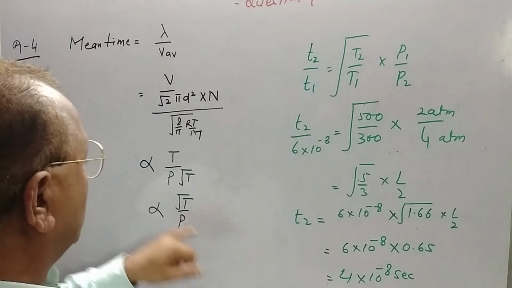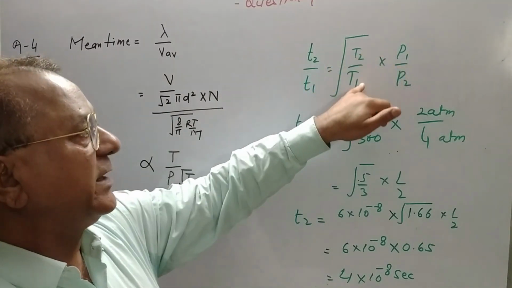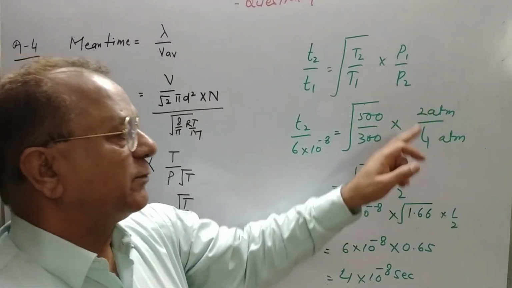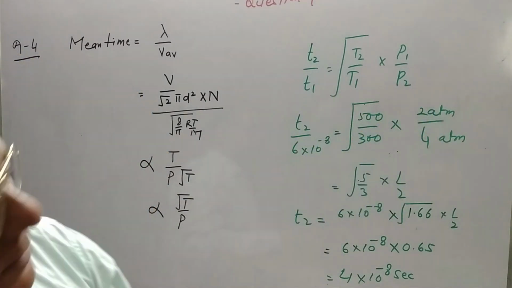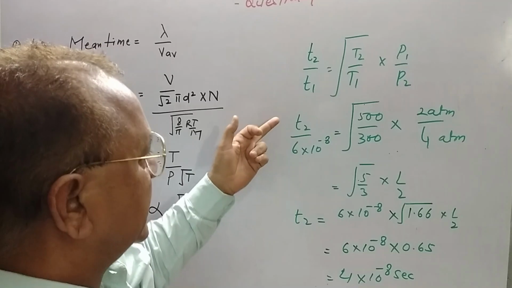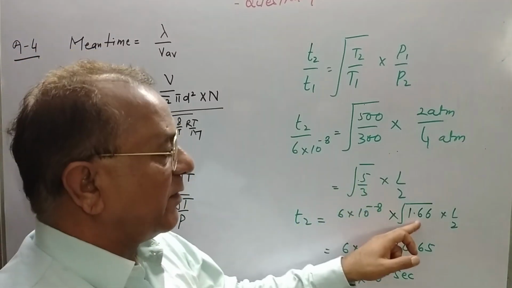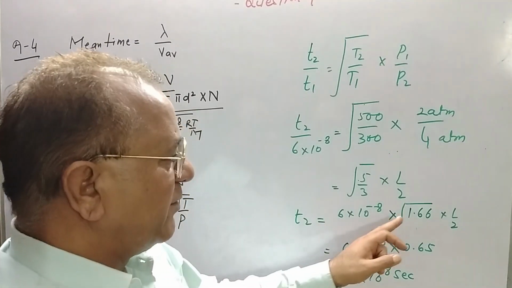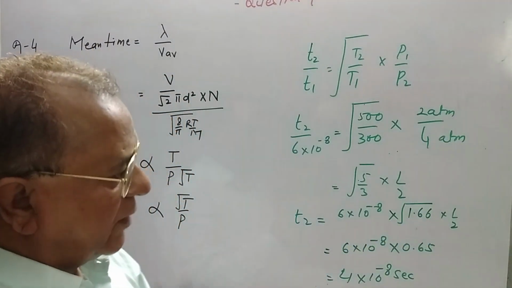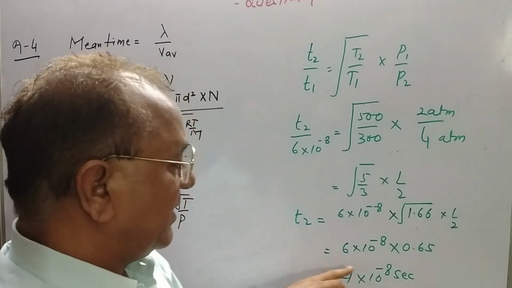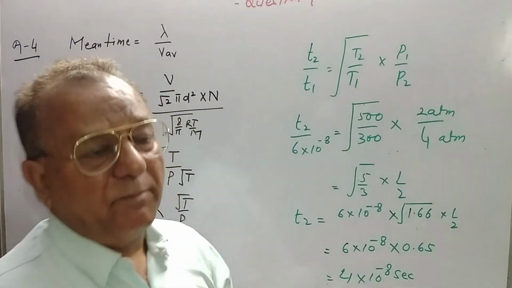T2 by T1 is directly proportional, T2 by T1 temperatures, P1 by P2. 500, 300, 2 atmosphere, double pressure has been given. Therefore T2 is equal to 6 into 10 to the minus 8. This is approximately 1.66. This will give you a value 1.3, around 1.28 by half. That is 0.65 into 6. That is 4 into 10 to the power minus 8.